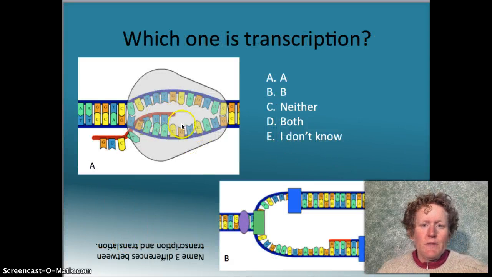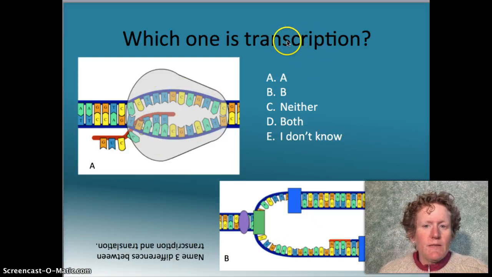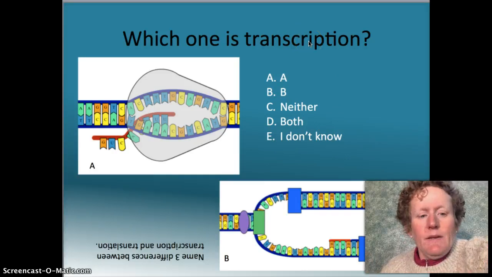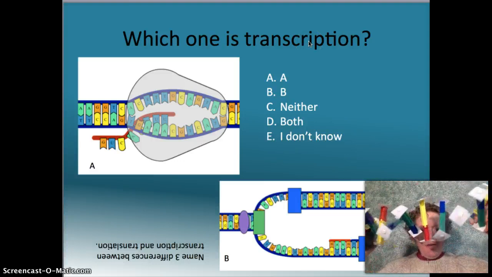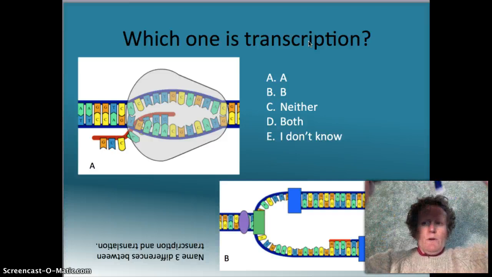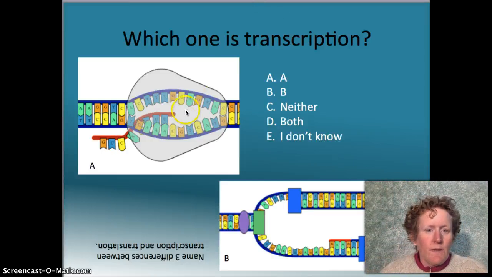Let's look at these two pictures here. Which one is transcription? This one, or neither of them? Now remember, transcription is the process of writing down the recipe, taking that big long DNA molecule and just taking part of it and making it into RNA so you can go out of the nucleus and make a protein. So if you chose A as transcription, that the single-stranded RNA molecule is produced, you're correct.